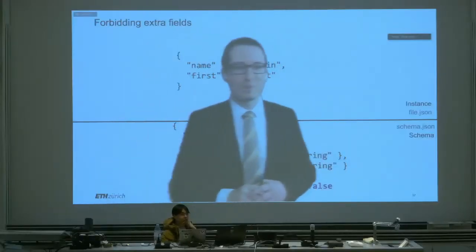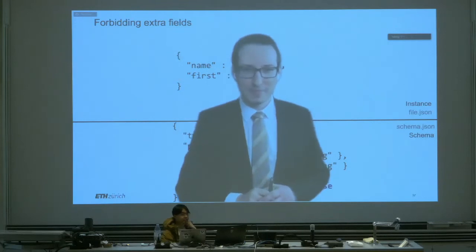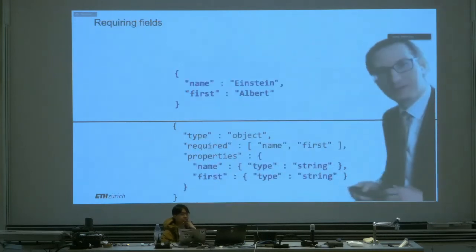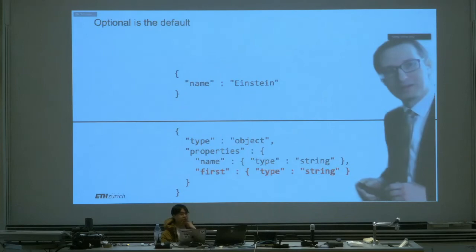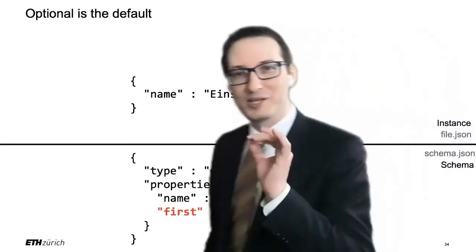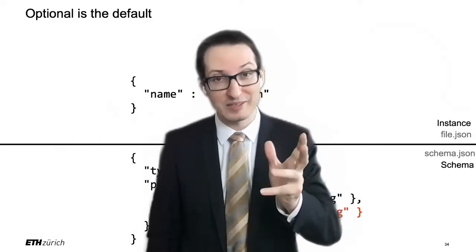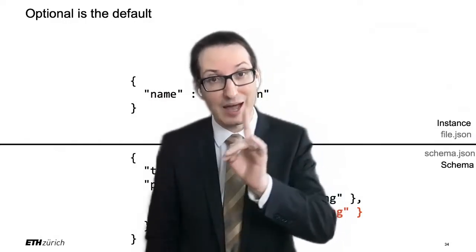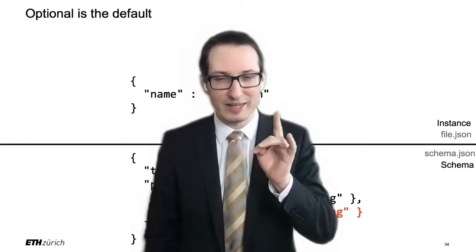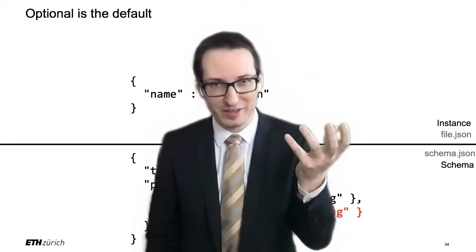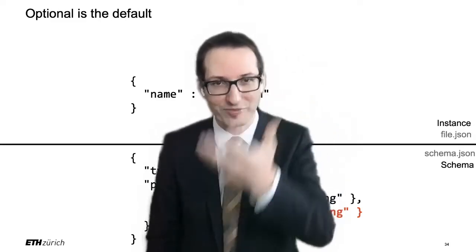Yes. If property first is missing, does it mean that when we parse it, it will be filled with null? That's a very good question. What you are asking is not validation, it's annotation. It's the fact that you can modify the instance in order to make it fit somewhere.